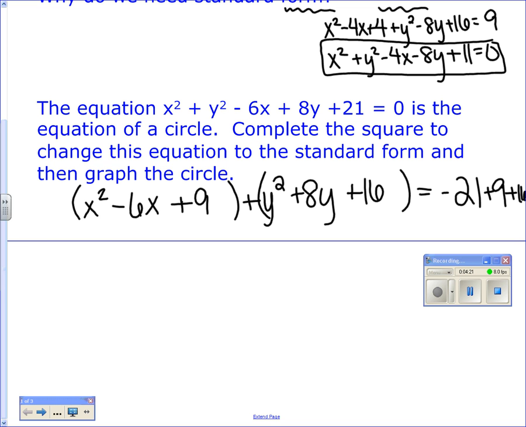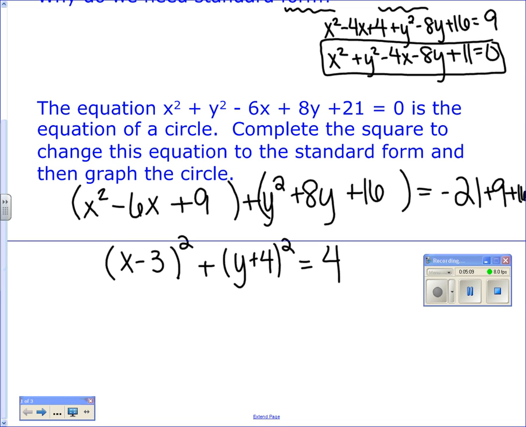Any questions so far? How will this factor, like (x - 3)²? Does that make sense? And then plus what? (y + 4)². You see how that works? And then what does it equal? It was negative 21 plus 25 gives you a 4. Does that make sense? Y'all see how that works? Any questions on how to make it into standard form?